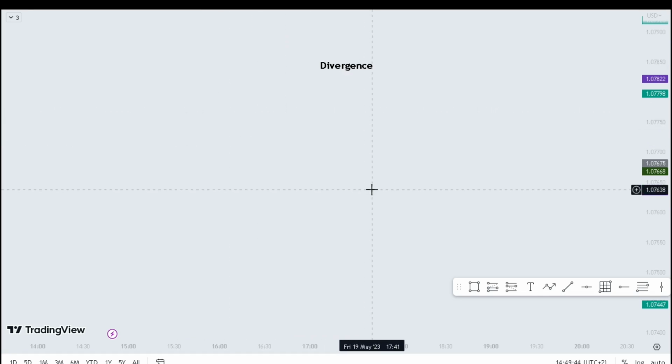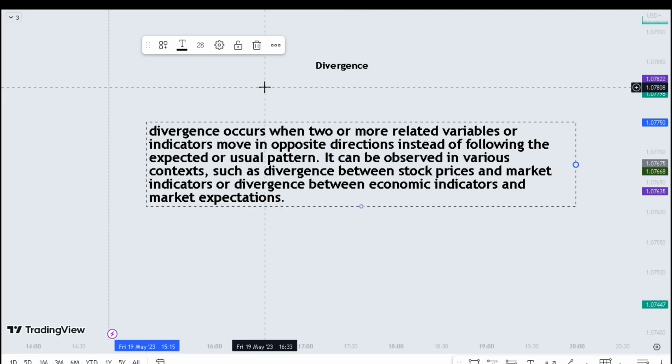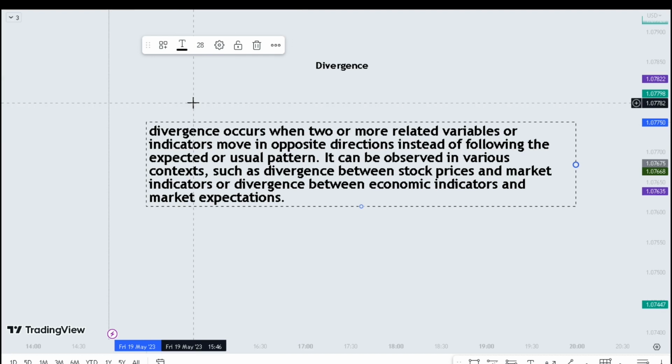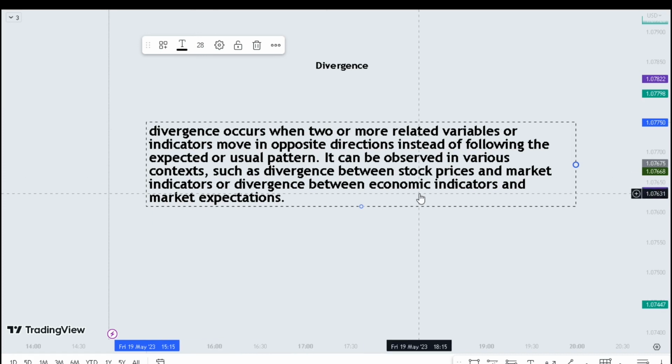Today we'll be talking about SMT divergence and trying to explain it deeply. Okay, so first things first, what is divergence? Divergence occurs when two or more related variables or indicators move in opposite directions instead of following the expected or usual pattern. It can be observed in various contexts, such as divergence between stock prices and market indicators, or divergence between economic indicators and market expectations. So it's a broad term.